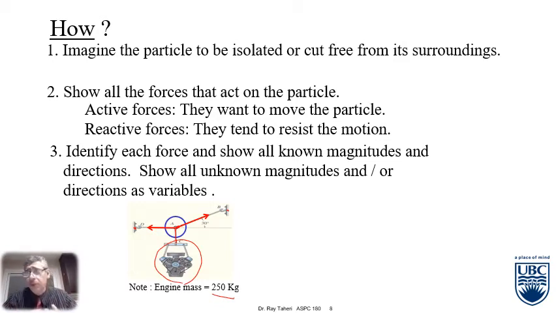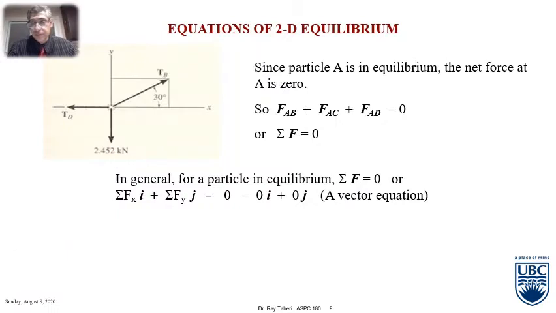This is a very important part of solving any static questions or problems. So here is our free body diagram. We have two forces, one force going down, known, and two unknown forces, which is TD or TAD, and TB. So the next step is writing the equilibrium on both axes.